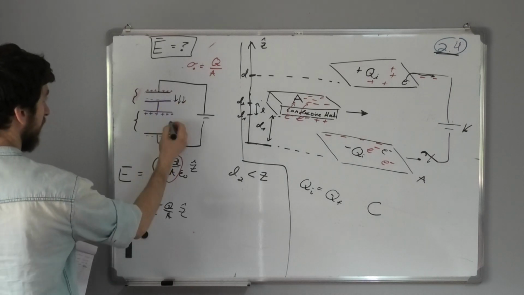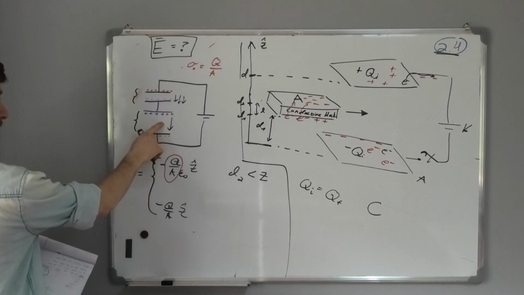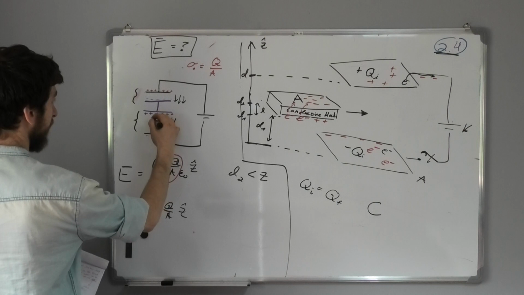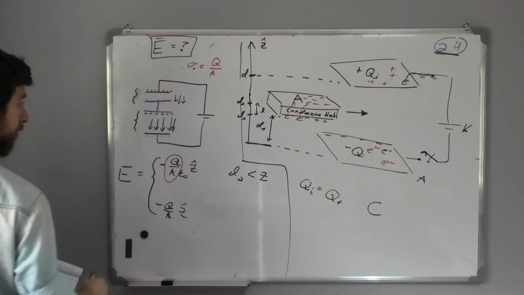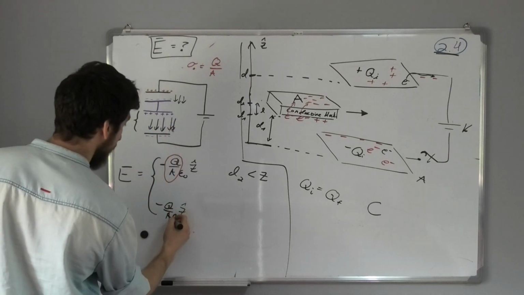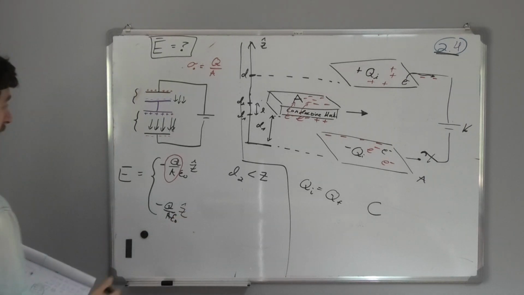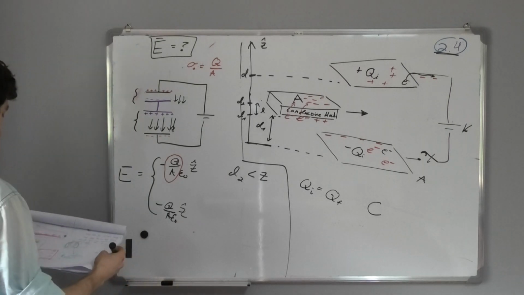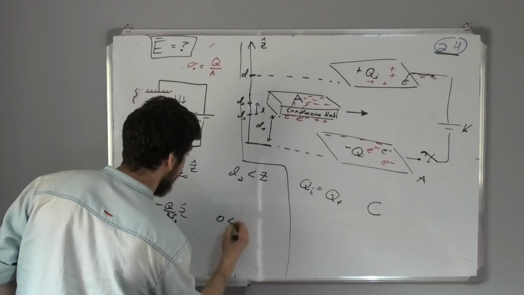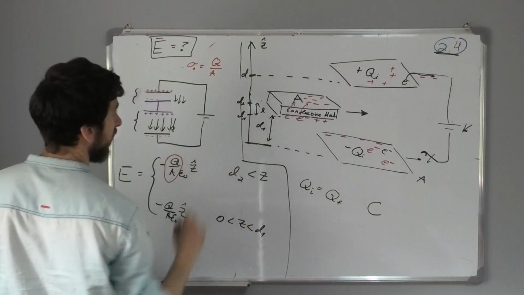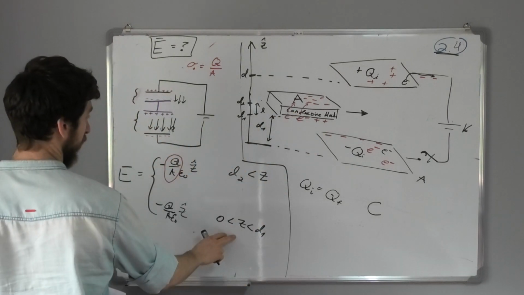Because it's the same thing here: the test charge is actually repelled downstairs, so down in Z. So it should have a minus. We already know the magnitude. We use Gauss' law to calculate it. And this is in the Z direction. And where is this happening? It's happening if Z is between 0 and D1, until this conductor that we pushed inside.